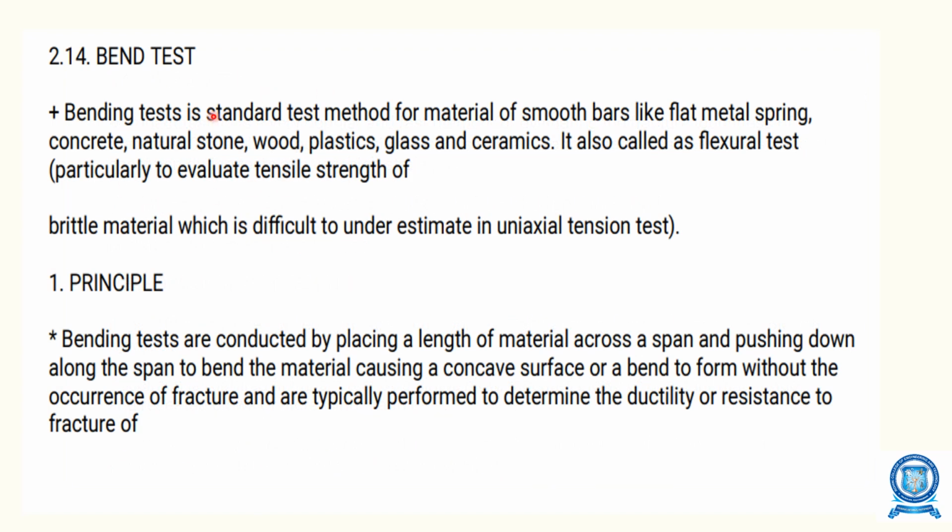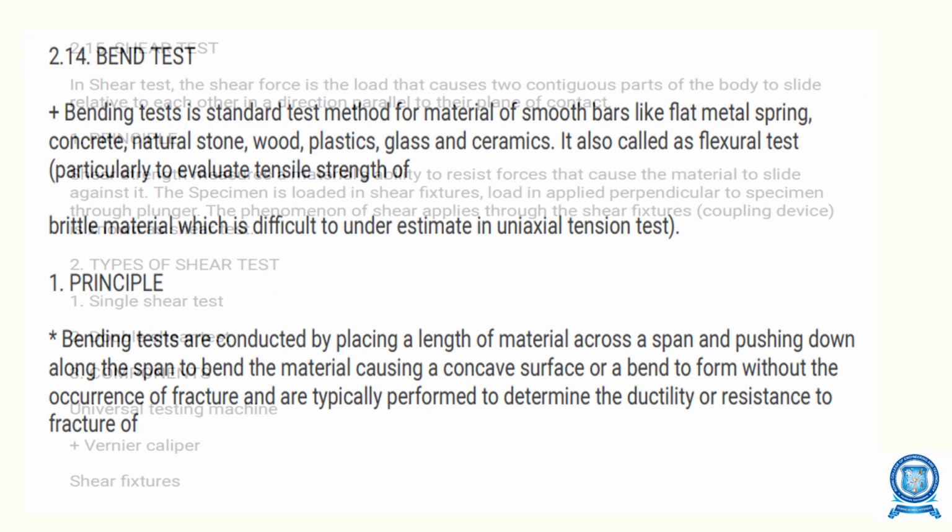The next one is the bend test. The bend test is a standard method, where we bend the material by some procedure to evaluate it. The principle of the bend test is that bending tests are conducted by placing a length of material across a span and pushing down along the span to bend the material, causing a concave surface or a bend to form without the occurrence of fracture.